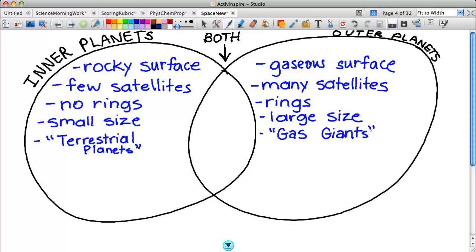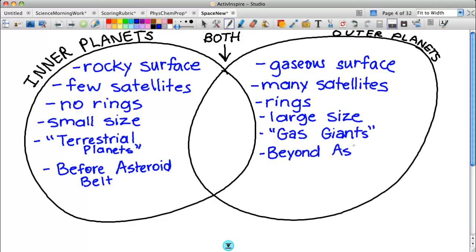Now, I also want to put about their location. These inner planets, they are located before the asteroid belt. Whoops, keep not capitalizing things. What's happening to me? And then the outer planets are beyond the asteroid belt. So all the outer planets are past the asteroid belt. All the inner planets are before it.